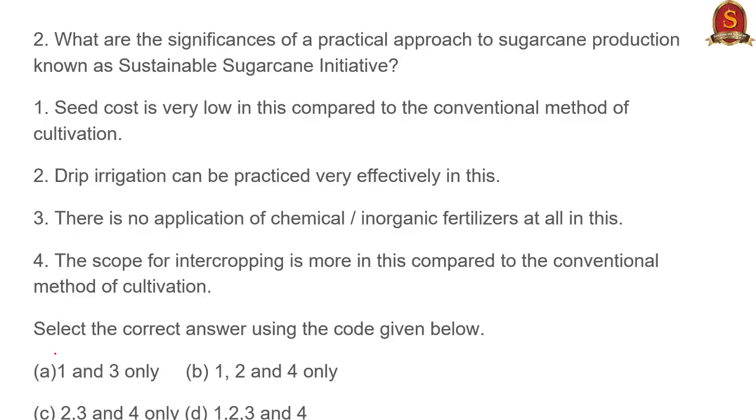What are the significances of a practical approach to sugarcane production known as Sustainable Sugarcane Initiative? Now, at the outset, if you look at the 4 statements given here, you might tend to think that this is a time-consuming question because of 4 statements, but again, start with the principle. Statement 4, scope for intercropping is more as compared to the conventional method. Statement 3, there is no application of chemical fertilizers. Statement 2, drip irrigation can be practiced effectively. First statement, seed cost is very low compared to the conventional method.